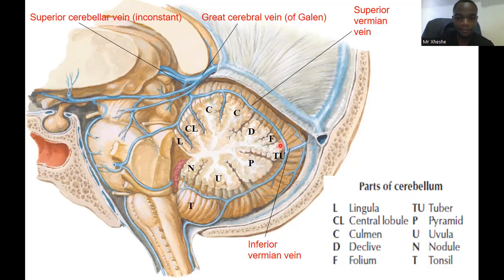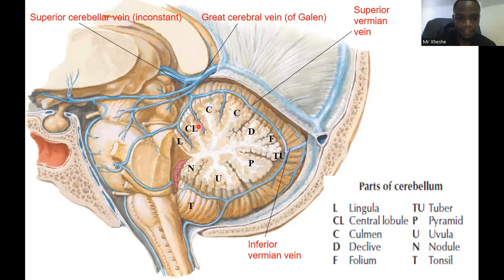So number one, we have what we call the lingula. That is anterior lobe, by the way. This is anterior lobe up to here. So within the anterior lobe, we have the following parts. We have the lingula. Then we have the central lobe, or central lobule. Then finally, we have the culmen. Lingula, central lobule, and culmen. Okay. Then we have, so this is a culmen, sorry. Culmen, up to there.